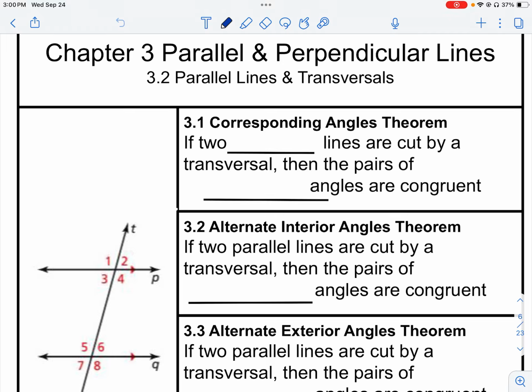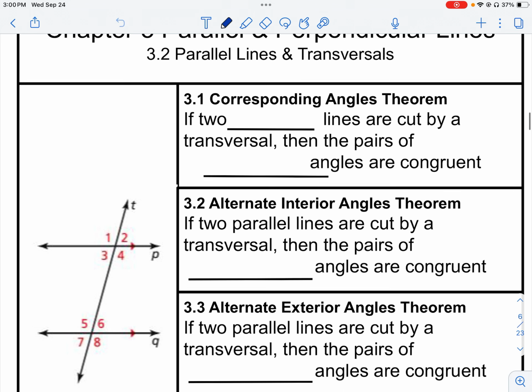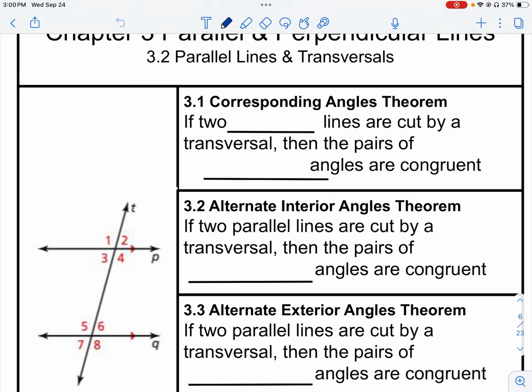All right, in the last section we talked about pairs of lines and angles, parallel lines, parallel planes, two lines cut by a transversal, which gave us our corresponding angles, alternate interior, alternate exterior, and consecutive interior angles. Well, now we're going to look at those things when we're dealing with parallel lines. And so let's start with our corresponding angle theorem.